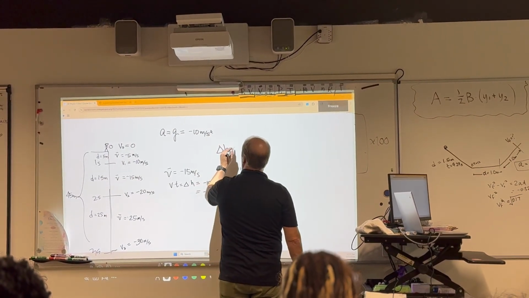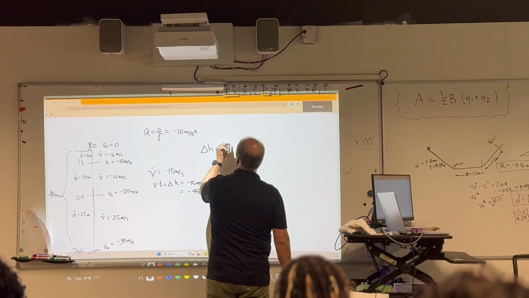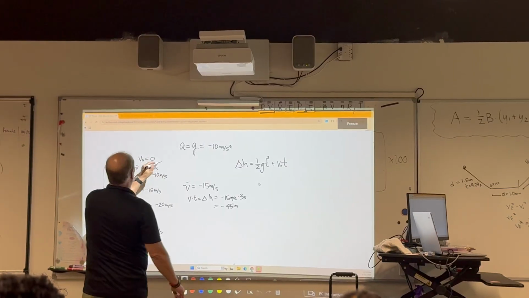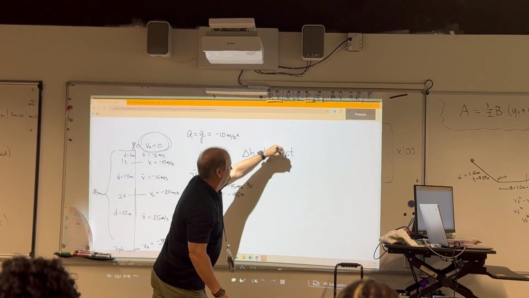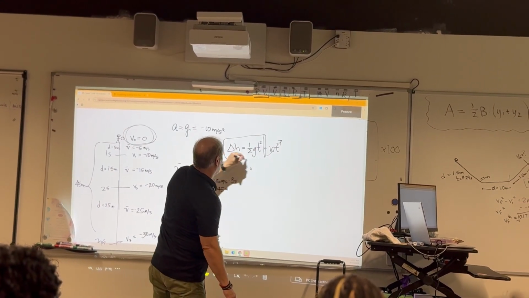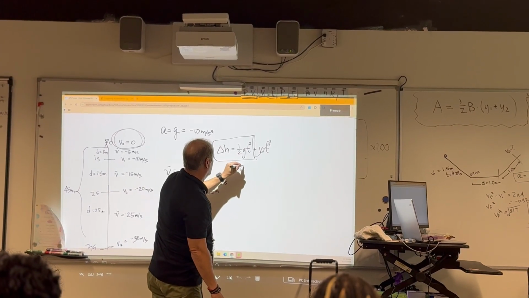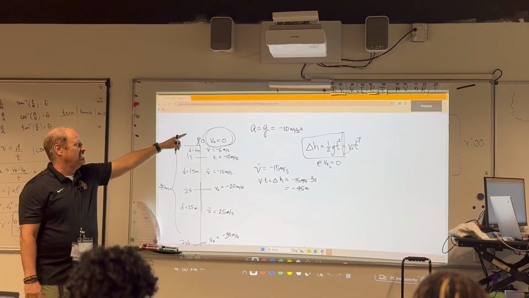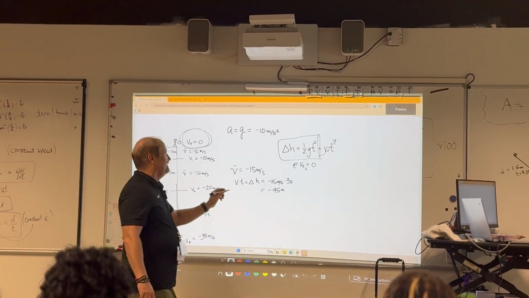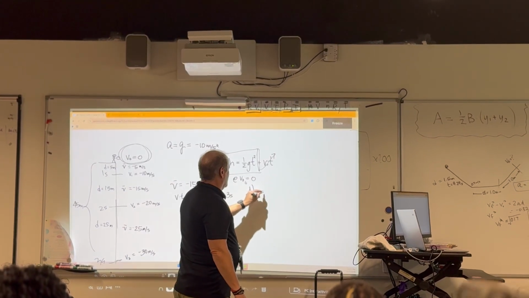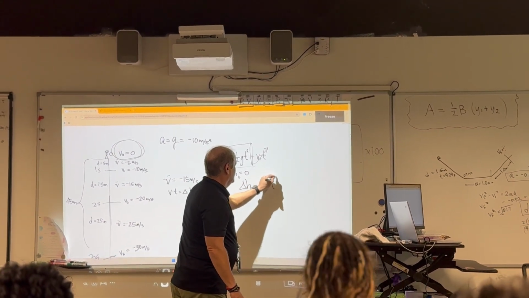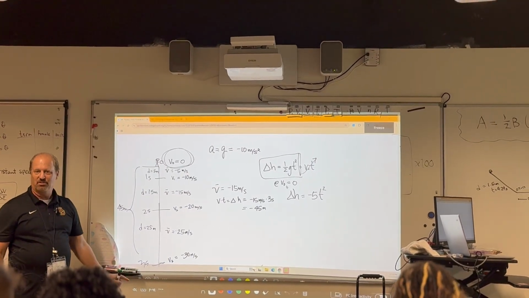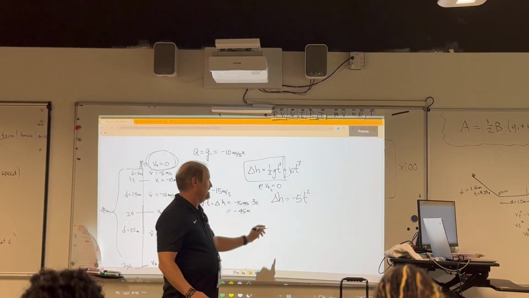Change in height, 1/2 g t squared plus v initial t. What's v initial? 0. So if something drops at v initial 0, what's half of g? If g is negative 10, what's half of that? Delta H is negative 5t squared. How long did it fall? 3 seconds. 3 squared is? 5 times 9?